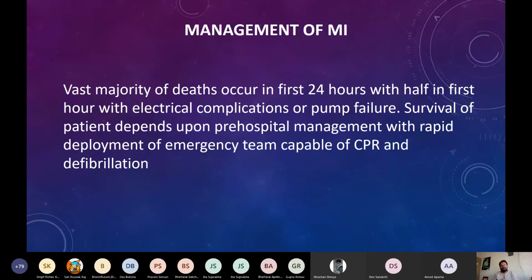I have been repeating these things many times now. A vast majority of the deaths occur in the first 24 hours, with half of the deaths from either electrical complications or pump failure. I talked about electrical complications being arrhythmias, even cardiac arrest. That is also an electrical complication, or pump failure.